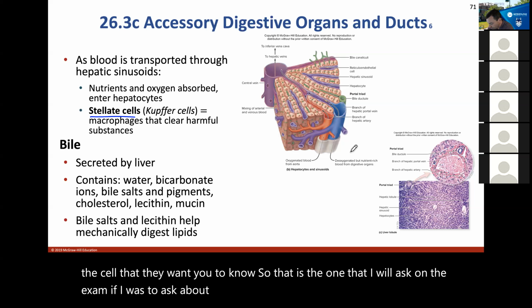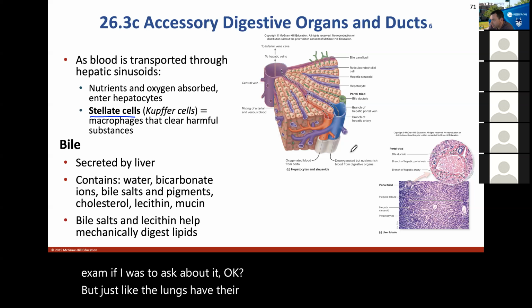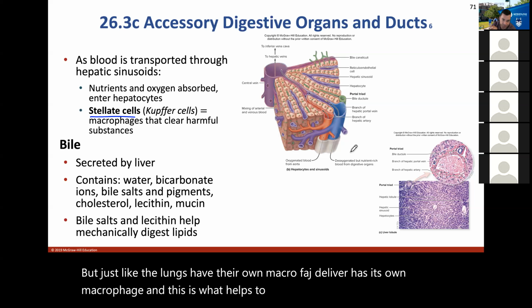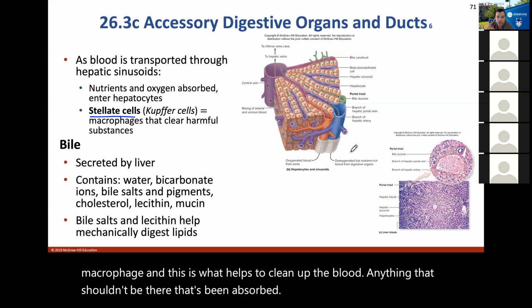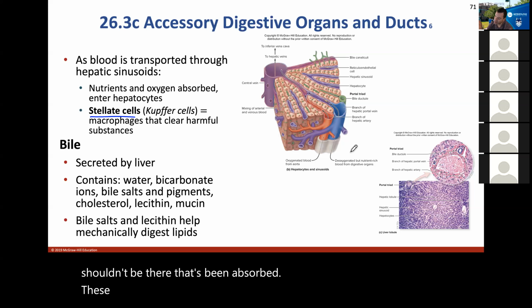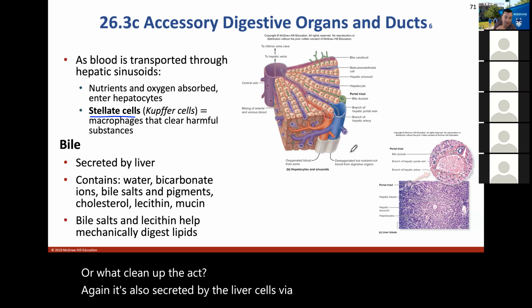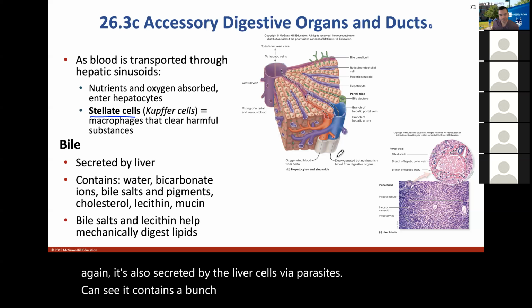Just like the lungs have their own macrophage, the liver has its own macrophage, and this is what helps to clean up the blood. Anything that shouldn't be there that's been absorbed, these Kupffer cells, stellate cells, clean up the act. Bile, again, is also secreted by the liver cells, the hepatocytes. You can see it contains a bunch of stuff here.